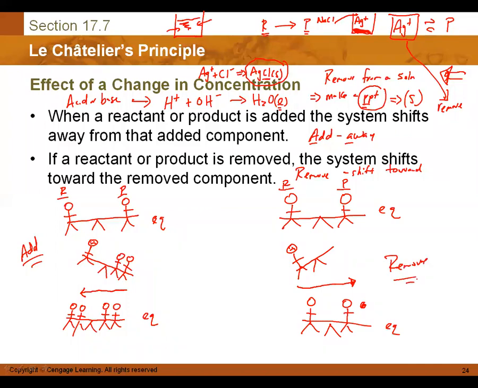Any questions on adding or removing concentration? So add away. Whichever side you add it to, it will shift to the other side. So again, if you add more reactants, it will shift to the right to the products. If you add more products, it will shift to the left to the reactants, and vice versa for removing. It will go towards the side. So if you remove reactants, it will go to the left, and if you remove products, it will go to the right.